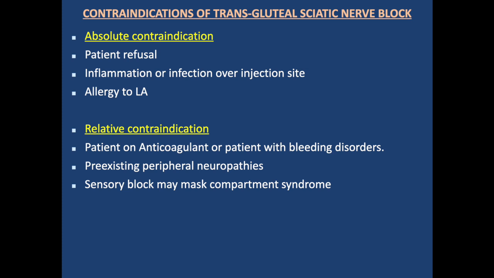Contraindications of gluteal crease sciatic nerve block. Absolute contraindications are patient refusal, inflammation or infection at the injection site, and allergy to local anesthetic. Relative contraindications include patients on anticoagulants or with bleeding disorders, and pre-existing peripheral neuropathy, where sensory block may mask compartment syndrome.